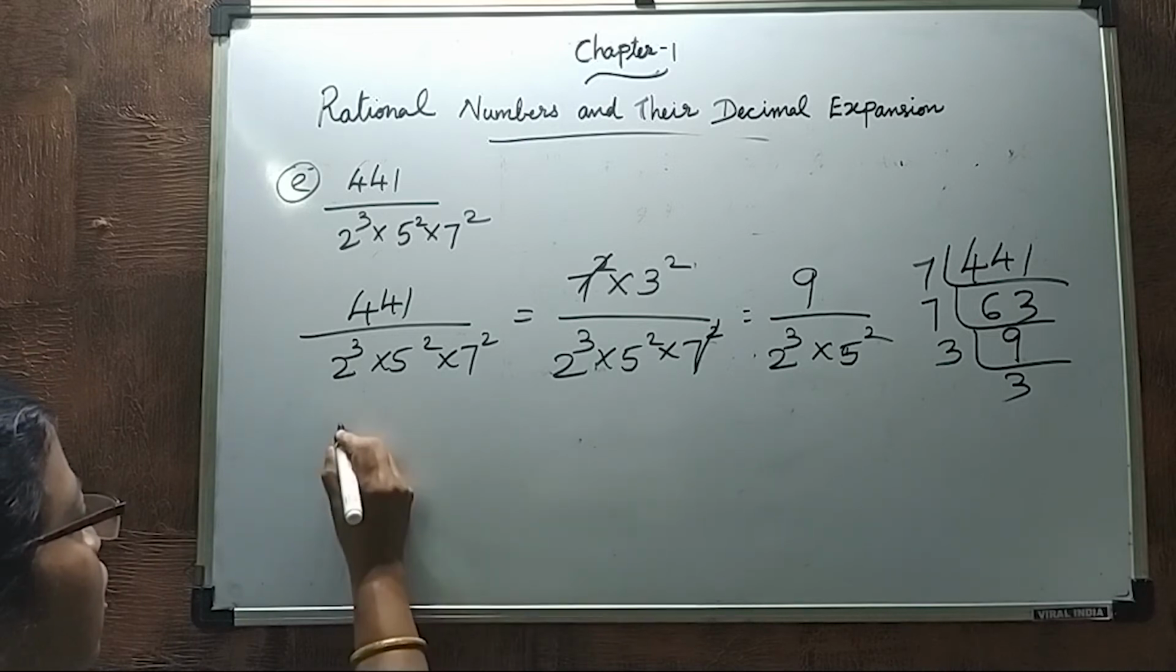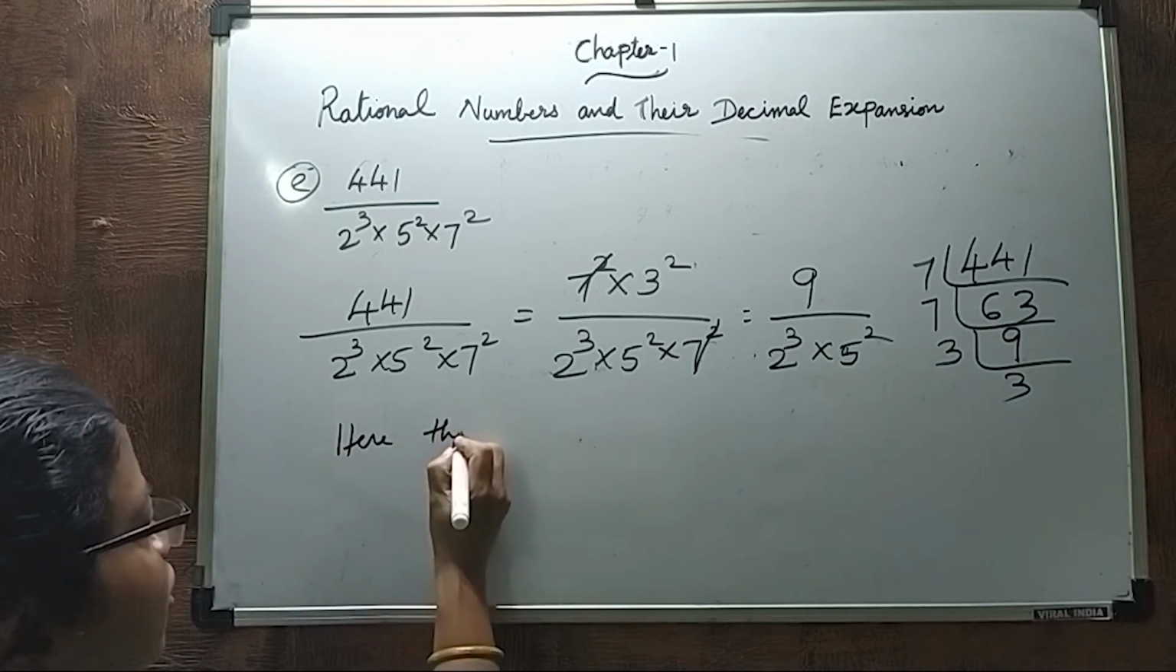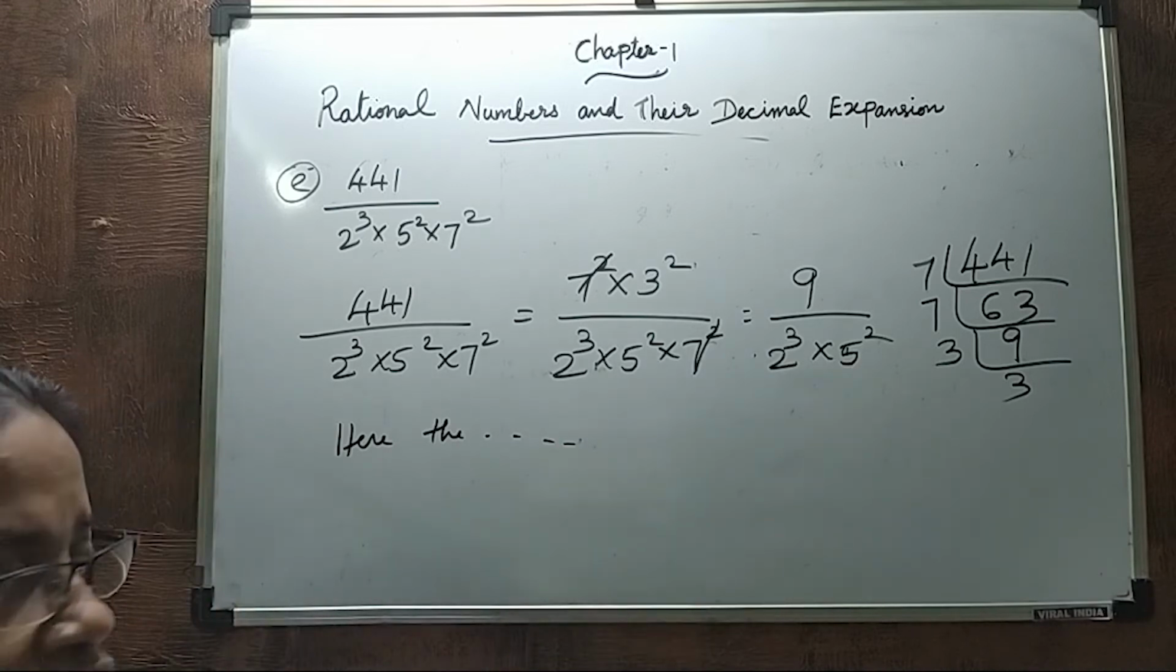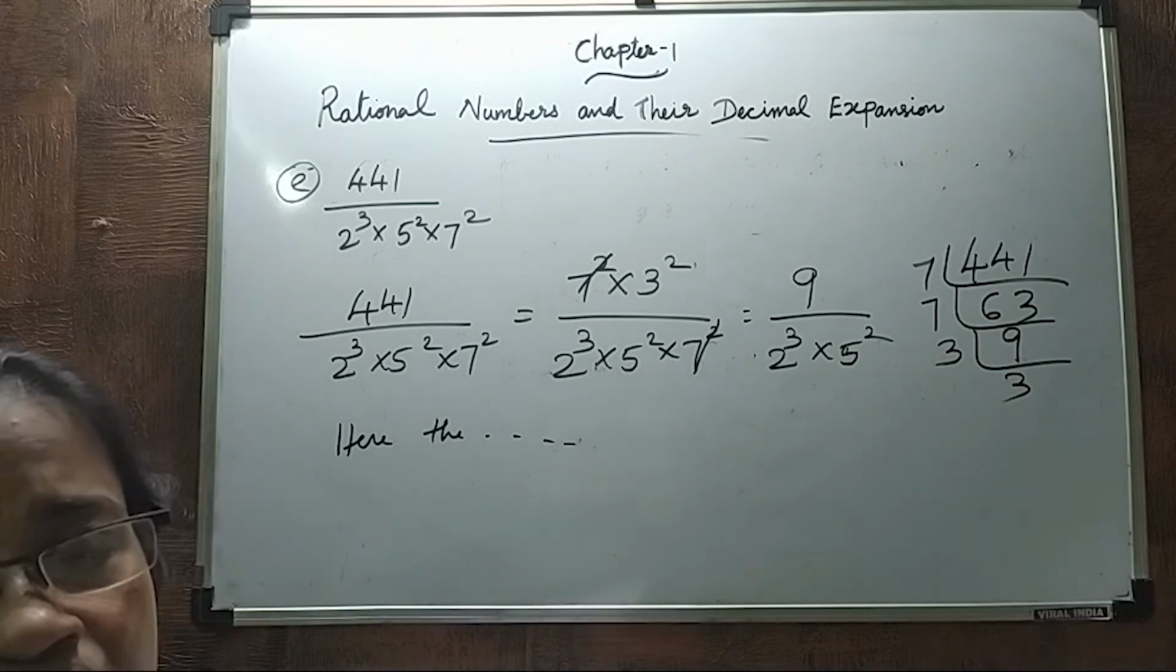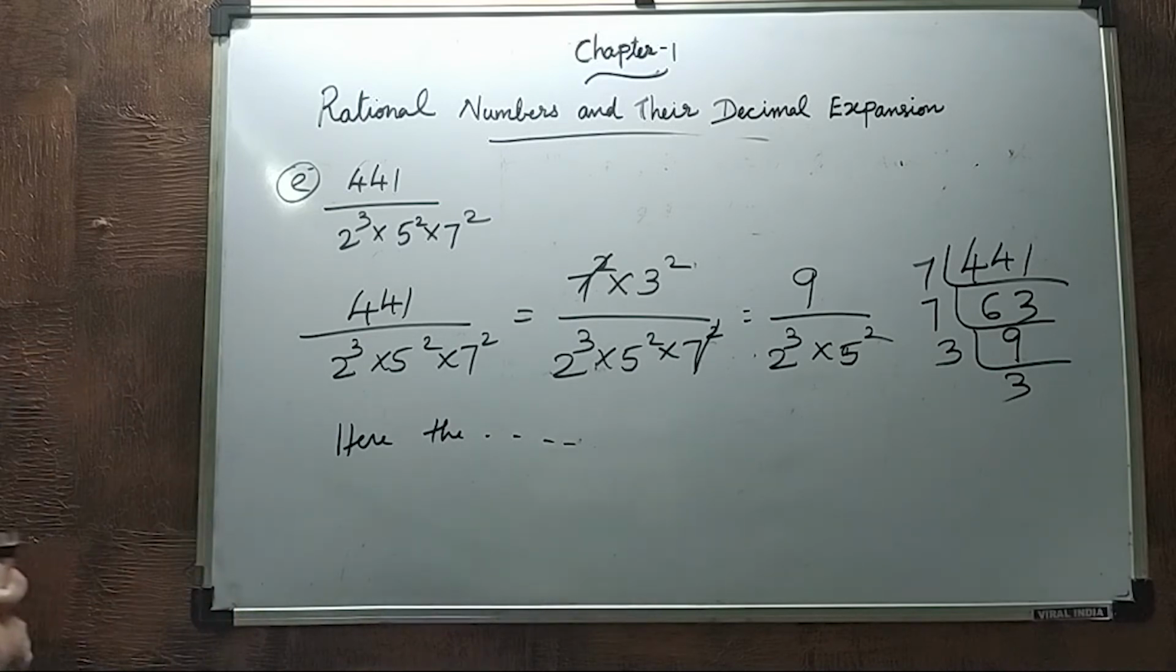So you have to write the balance. What do you have to write? Here, the denominator is in the form of 2 raised to 3 into 5 raised to 2. It is in the form 2 raised to m into 5 raised to n. So it is a terminating decimal expansion. That you have to write too.